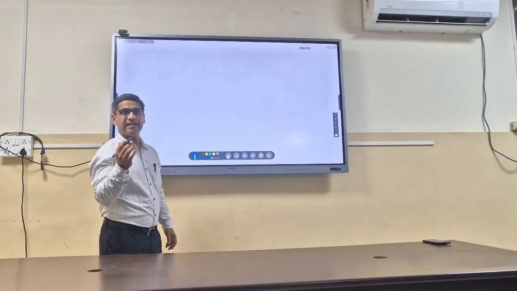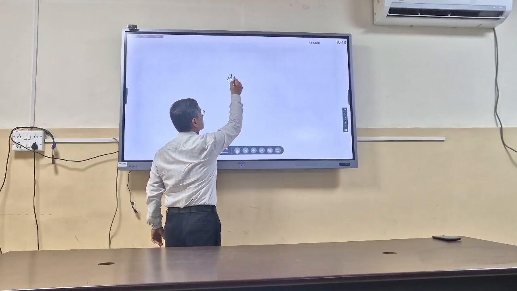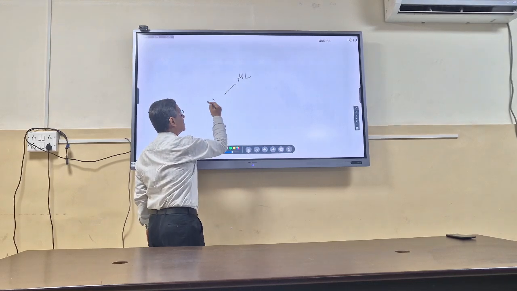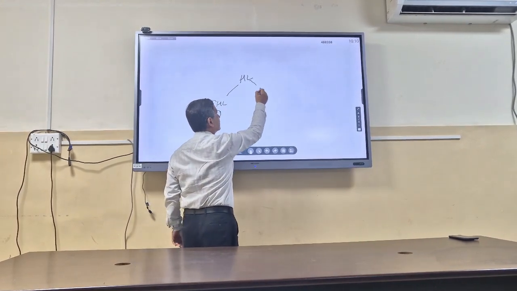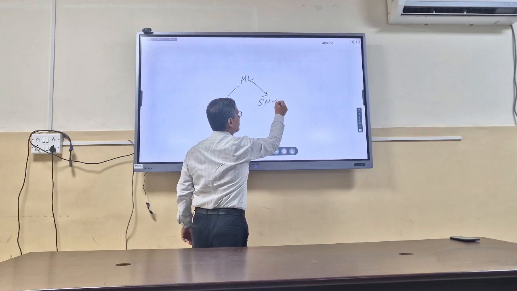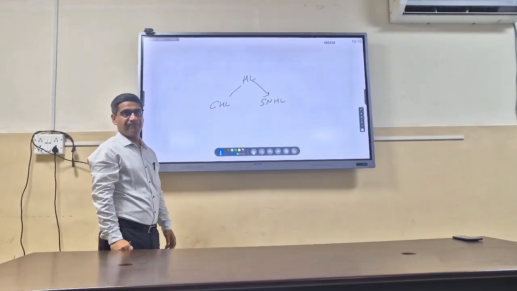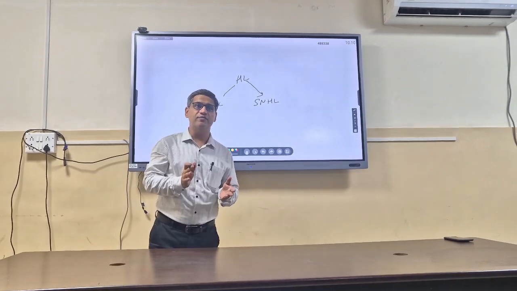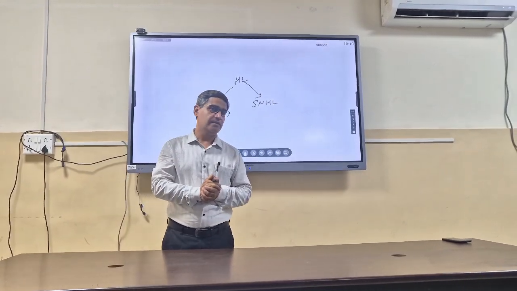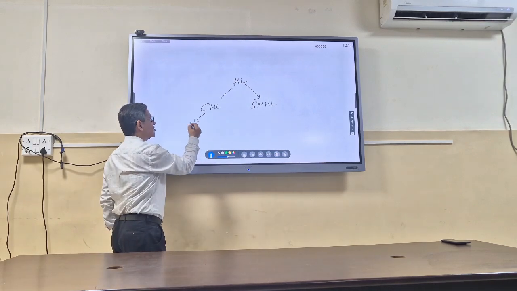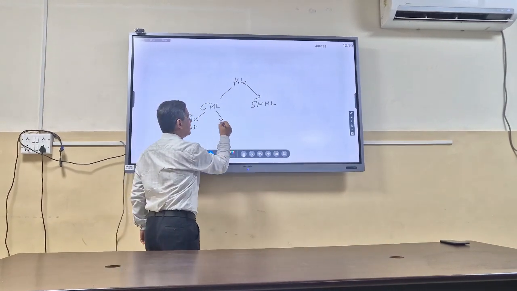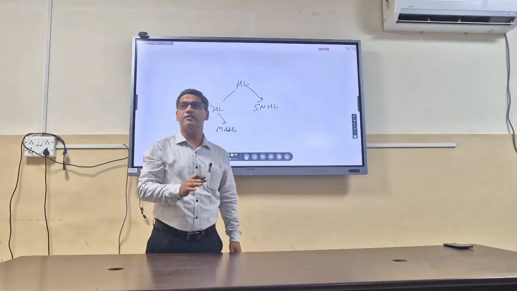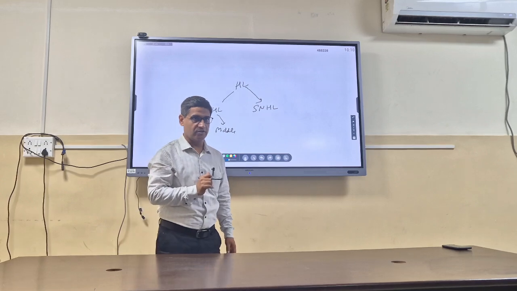Now, what are the different types of hearing loss? It can be conductive hearing loss or sensory neural hearing loss. Conductive hearing loss is because of pathology in which part of the auditory pathway? Either in the external ear or in the middle ear. If either of these is involved, it will lead to conductive hearing loss.